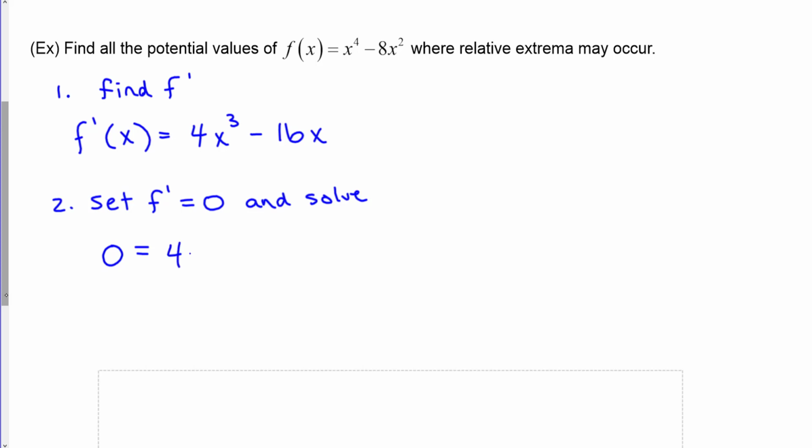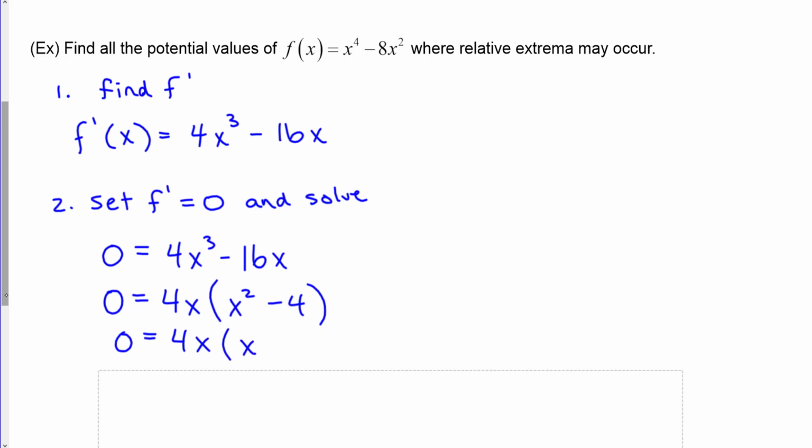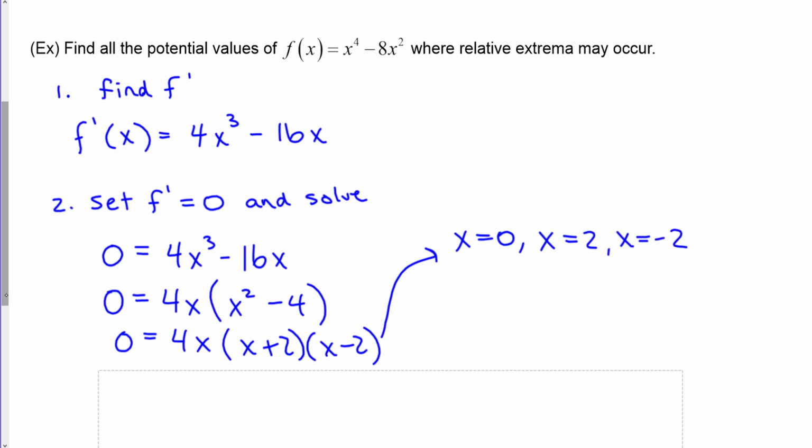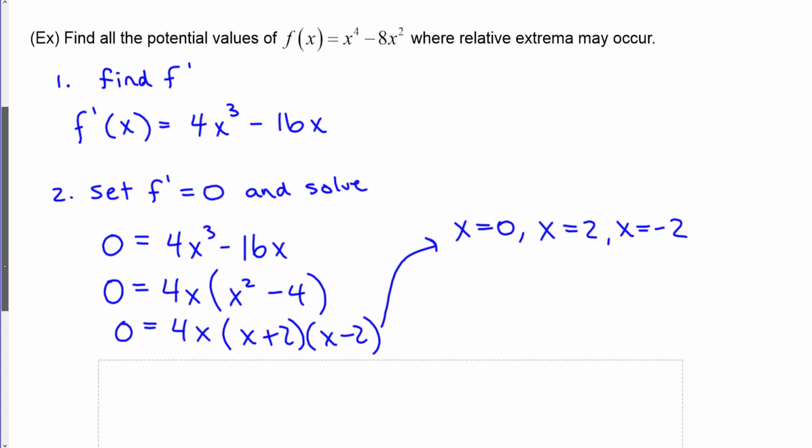So 0 equals 4x cubed minus 16x, or 0 equals, I can factor out the common factor of 4x, which would leave me x squared minus 4, or 0 equals 4x times x plus 2 times x minus 2 using the difference of squares formula, revealing three potential possibilities at x equals 0, x equals 2, and x equals negative 2. So we have three potential places where relative extrema may occur.